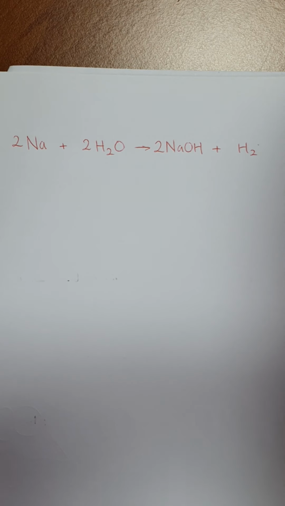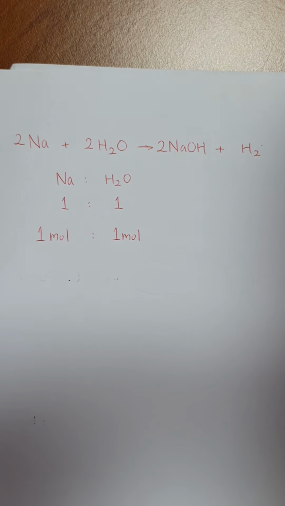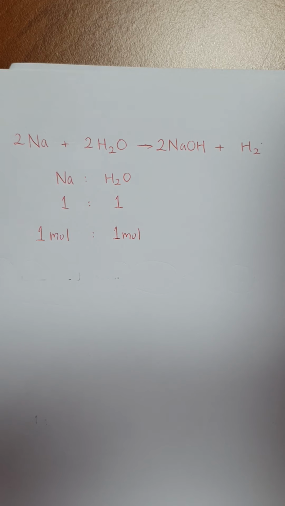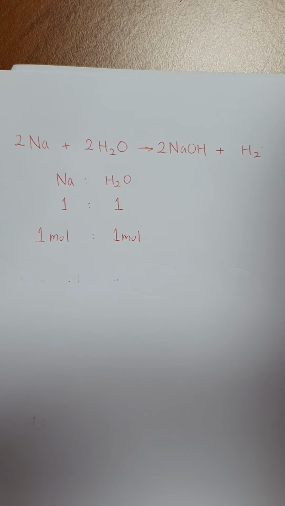Now you can see that 2 molecules of sodium would add to 2 molecules of water, correct? So the ratio would be 1:1, like that, correct? Okay, so it's 1:1. So if I have 1 mole of sodium, I would require 1 mole of water, right? So this should be something you guys understand, because the ratio is 1:1. So if I have 1 mole of sodium, I will have 1 mole of water.